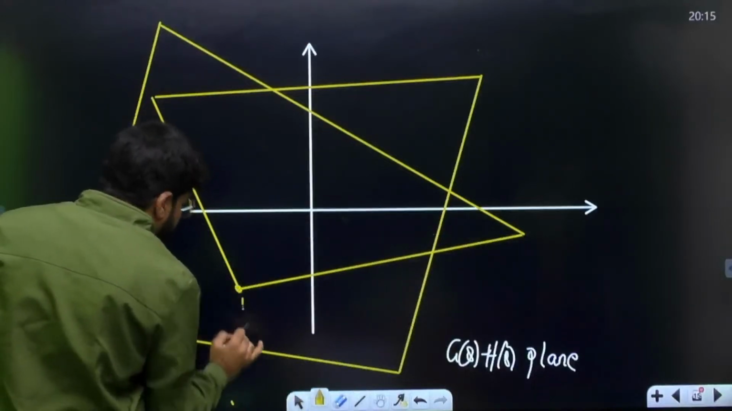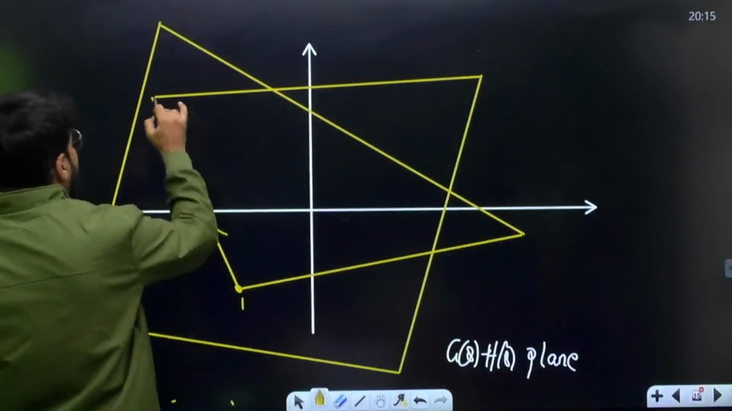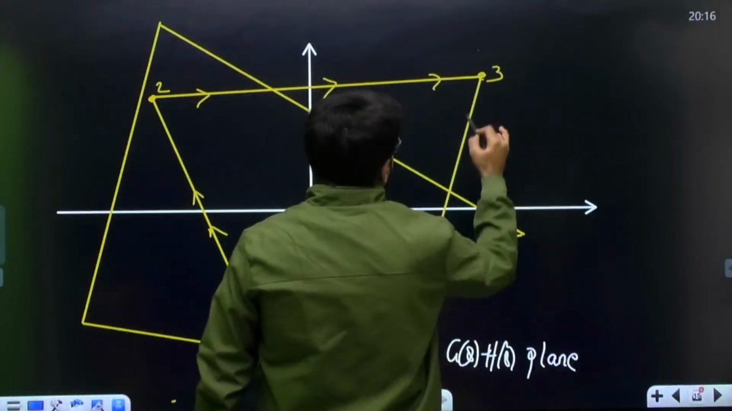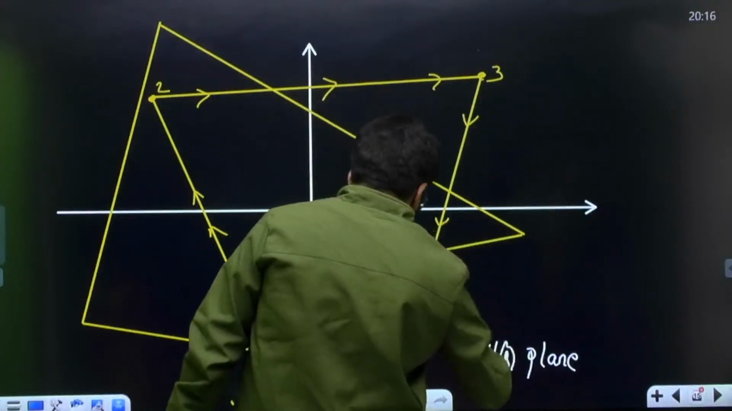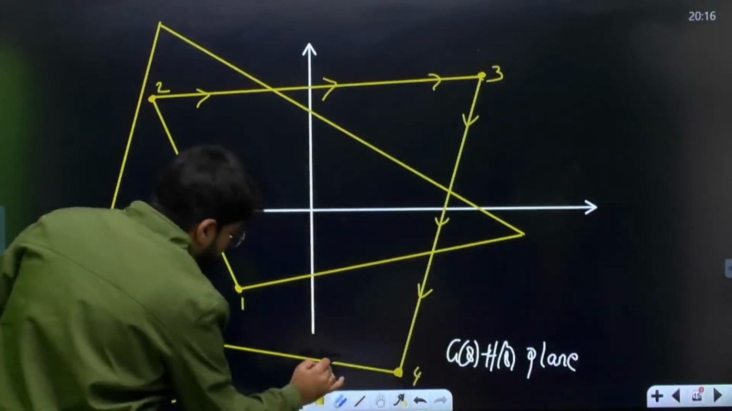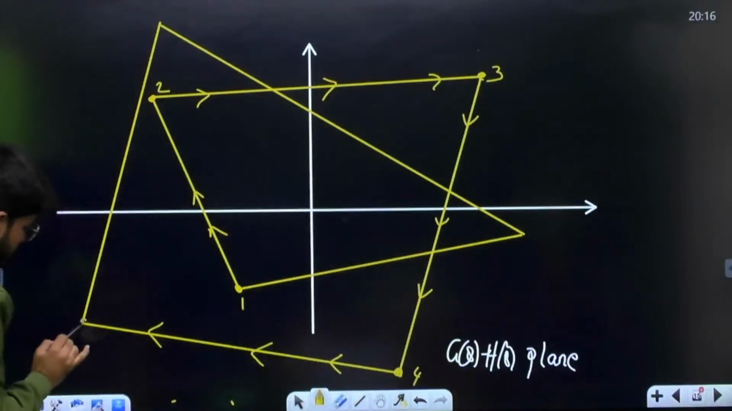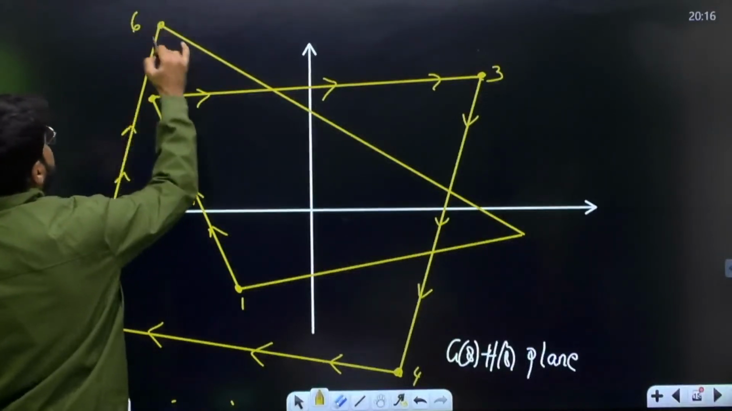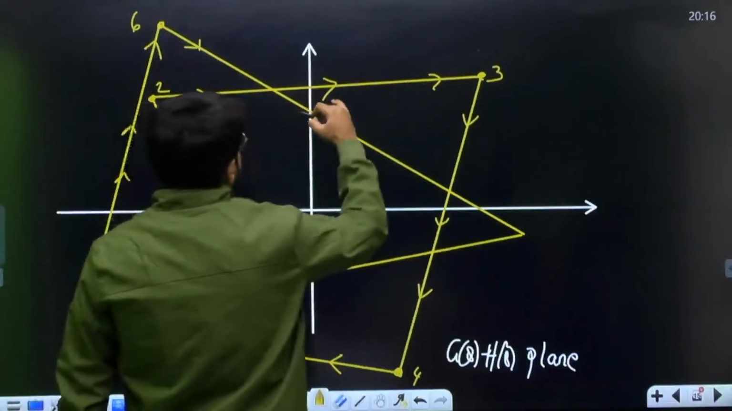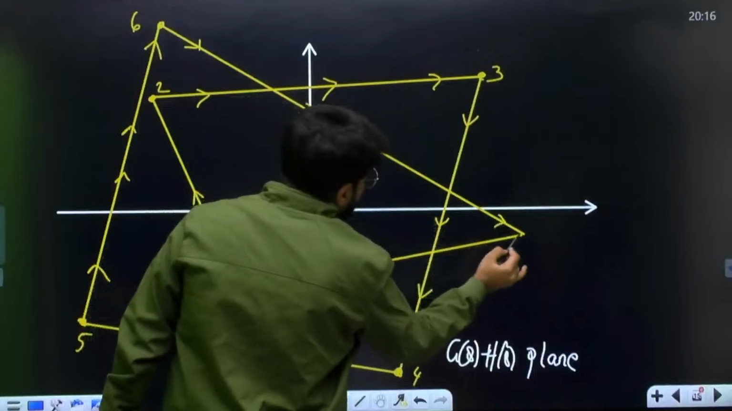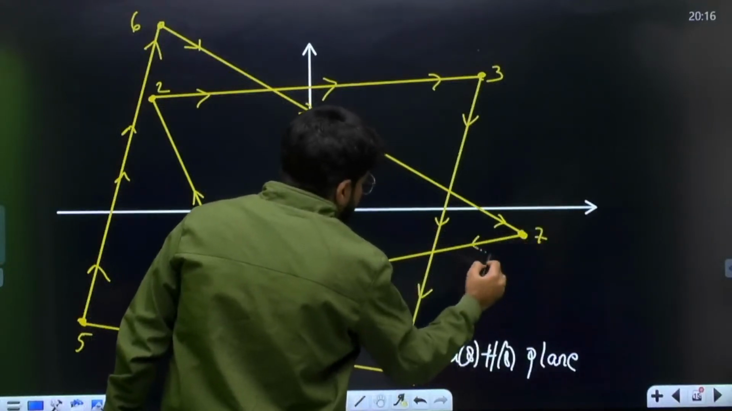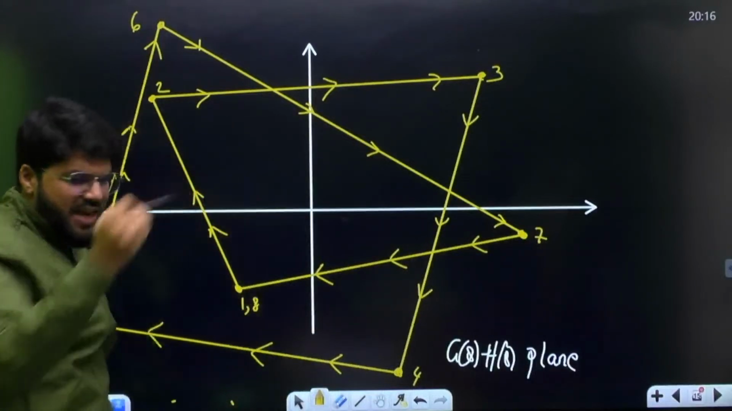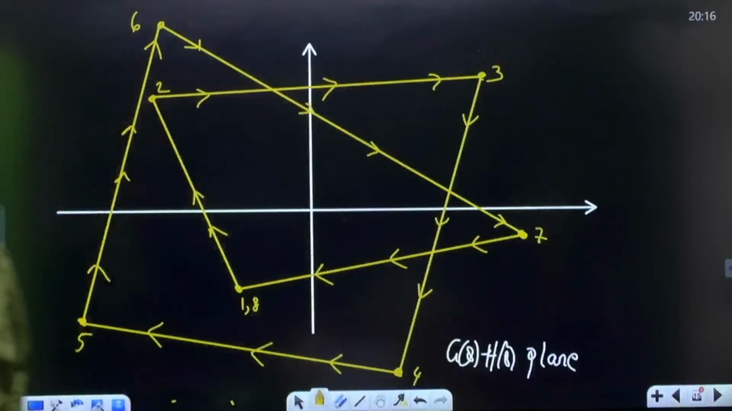Suppose this was point number 1. From point number 1, I reach some point number 2. From point number 2, I reach some point number 3. Keep looking. From point number 3, I reach some point number 4. From point number 4, I reach some point number 5. From point number 5, I reach some point number 6. From point number 6, I reach some point number 7. And from point number 7, I again reach point number 8, which is 1, because I have to complete the closed path.